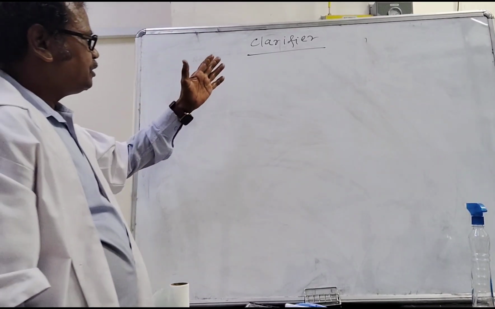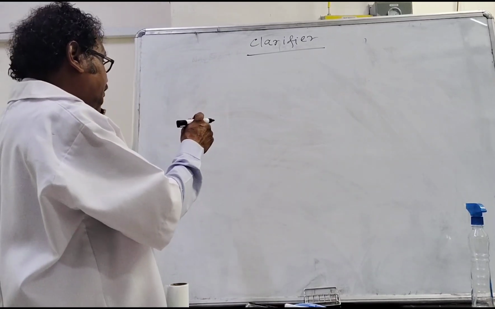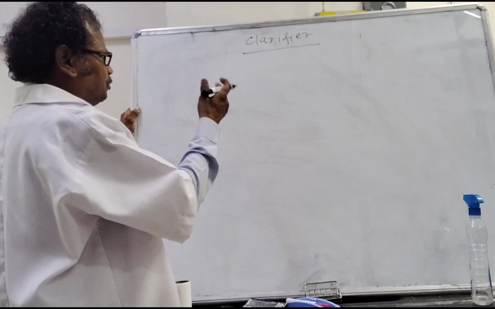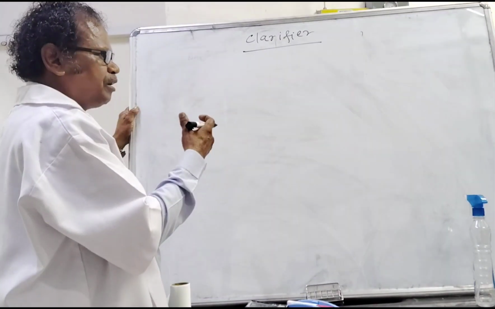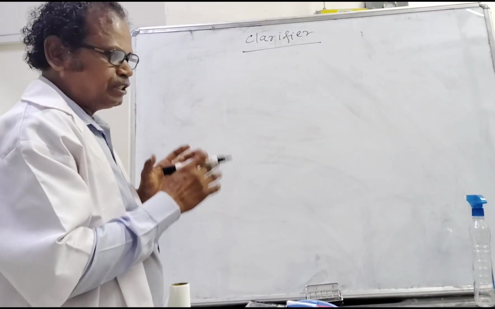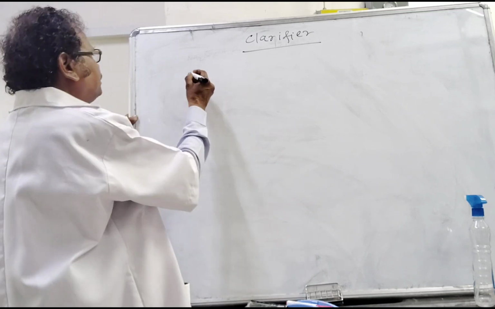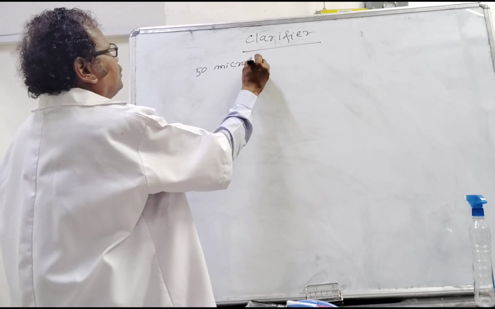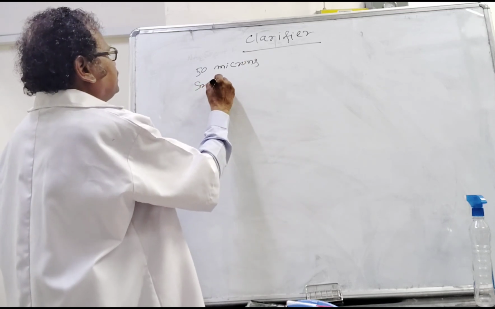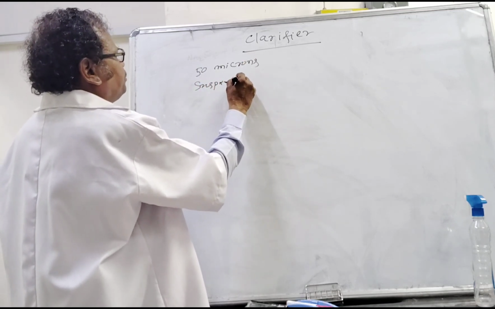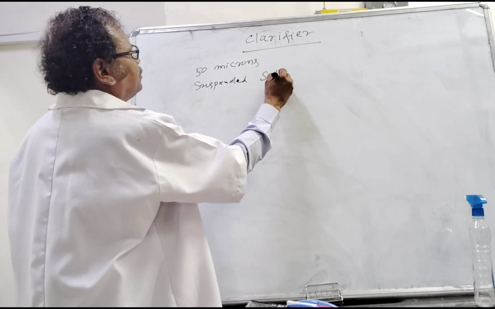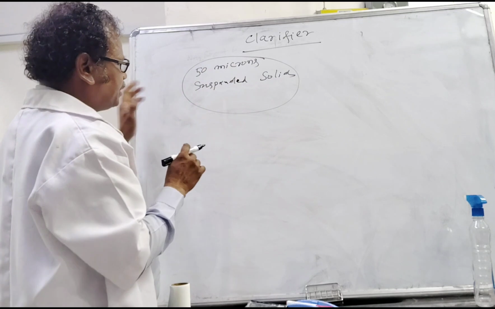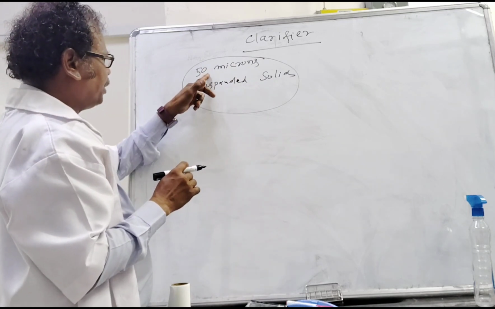Now we discuss the clarifier. In the clarifier, what is the dimension of the suspended particles? It is 50 microns. This is the dimension of the suspended solids in the clarifier, 50 micron.